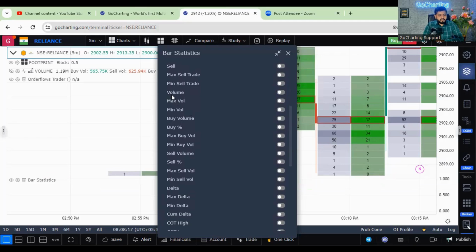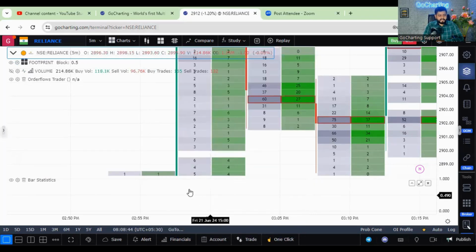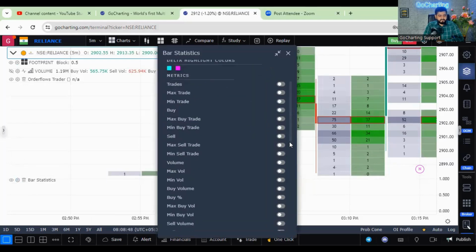Now in the case of volume, we have max volume, min volume, buy percentage, max buy volume, min buy volume, sell percentage, max sell volume, and min sell volume. These are similar options to what we just explained in the footprint chart. So you can again have these options: volume, buy volume percentage. These are the same options available in the footprint chart, and you can see the detailed bar statistics about them. Okay, so these options are self-explanatory.